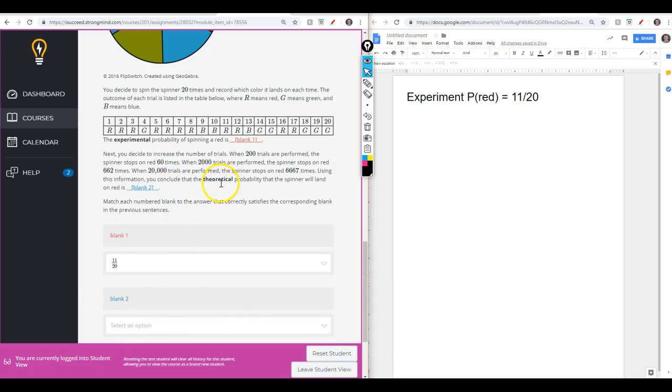Blank 2, theoretical probability: we come closer and closer to it the larger and larger the number of trials we have. So I'm going to take the largest number of trials, so our theoretical probability of red is going to equal something out of 20,000, the largest number of trials. Then we have 6,667. Using this information, I want to see what that is close to.